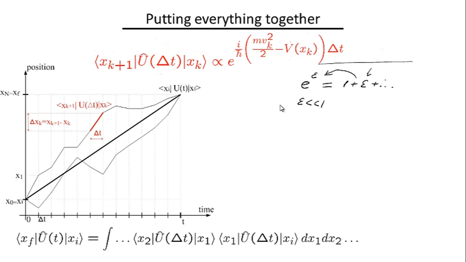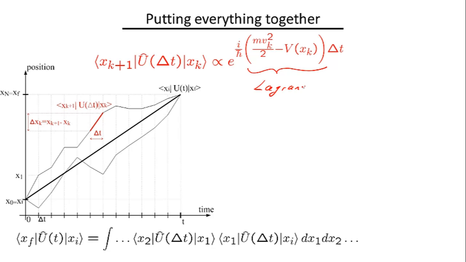Therefore, we can see that this matrix element is nothing but e to the power i over h bar times m v squared over 2, so basically the kinetic energy minus the potential energy, times delta t. And this is something which has a name in classical physics, so maybe some of you know it. This name is called a Lagrangian. Let me call it L sub k. And in these notations, we can write the result for the matrix element of U of delta t as simply e to the power i over h bar L sub k times delta t.